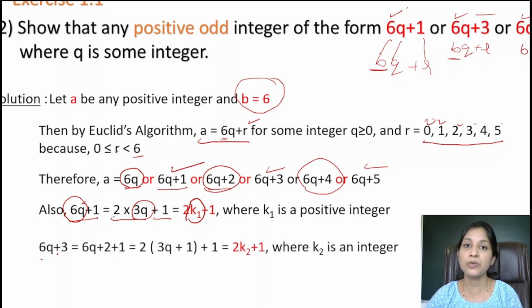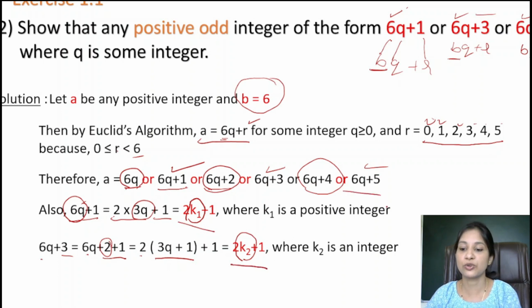Let us go for 6q plus 3. How can you write it? 3 can be written as 2 plus 1. If you take 2 common, 3q remains, and here it becomes 1. So 3q plus 1 is also equal to k2, which is a positive integer. That means you are representing it in the form 2k plus 1.